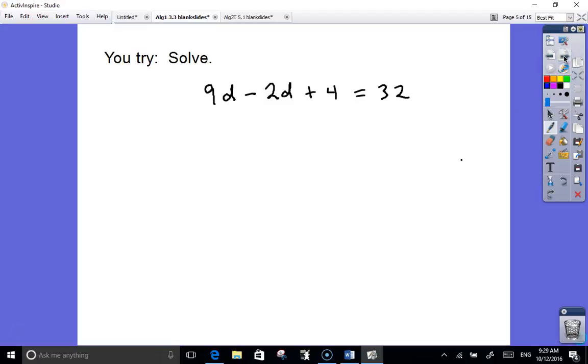So here's your U try. There's your first U try. Any terms to combine in this one, Samantha? What are the like terms? 9D and 2D. What are they, when you combine them, what are they? 7D. You're going to have to speak up, right? So combine these two, 7D.